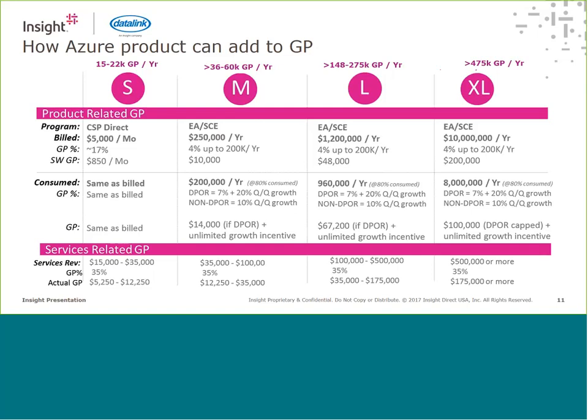So we're going to get the 4% GP just from that sell, but below that, here's where it gets better. We get that $200,000 a year on DPOR incentive at 7% plus the 20% quarter over quarter growth. So that's going to bring us to another 14K. So when we get the 10,000 from Transact plus the $14,000 consumption incentive, that brings $24,000 in GP into the deal. So we've over doubled what we could do with just services alone. So that's a great example.